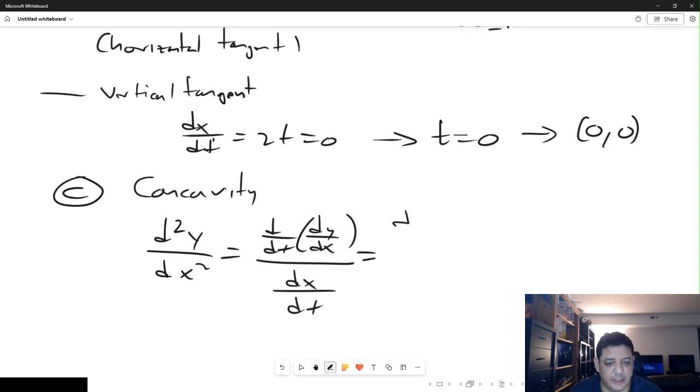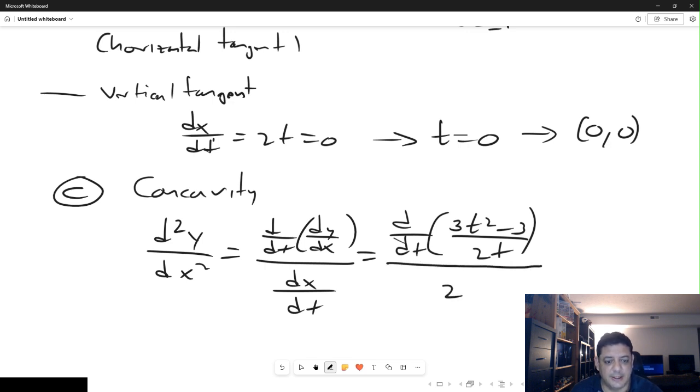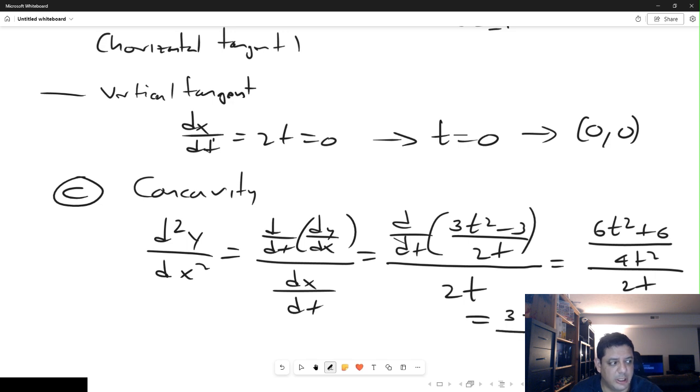But then applying what we have, we already have the derivative. This is the derivative with respect to t of (3t squared minus 3) over 2t. This is what we got when we got the first derivative, and then divided by 2t here. Now, if I do a quotient rule here, then this is going to give me, at the end when simplifying, (6t squared plus 6) over 4t squared, over 2t. Or if I simplify this a little bit more, this is going to be (3t squared plus 3) over 4t cubed.